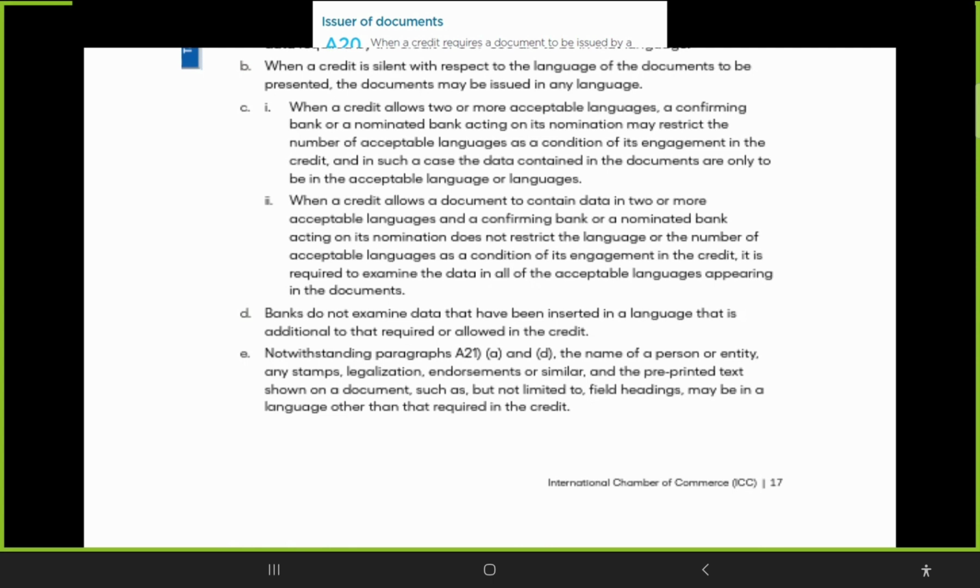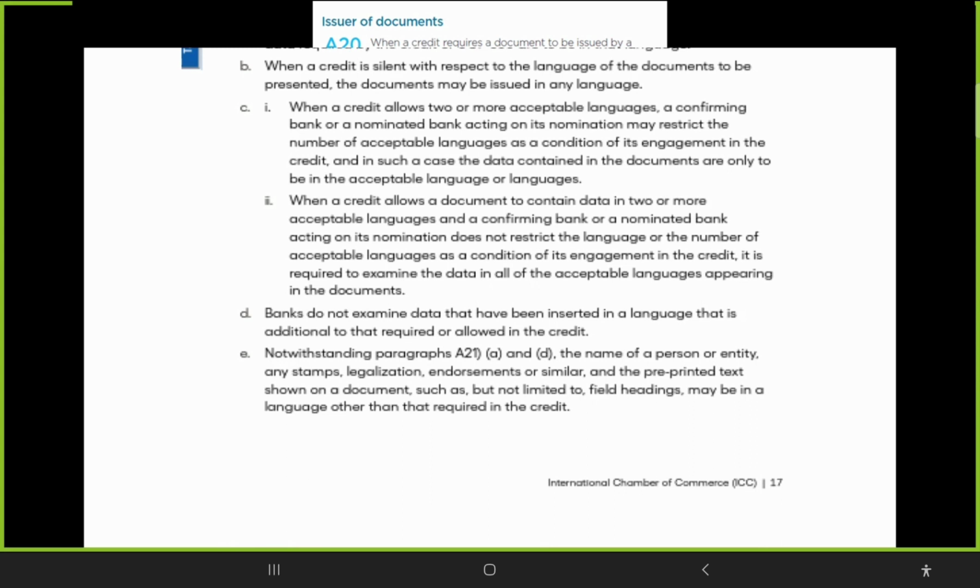Notwithstanding paragraphs A21A and D, the name of a person or entity, any stamps, legalization, endorsements, or similar, and the pre-printed text shown on a document such as but not limited to field headings may be in a language other than that required in a credit. So there are some exceptions to it as well. That is the name of the person.